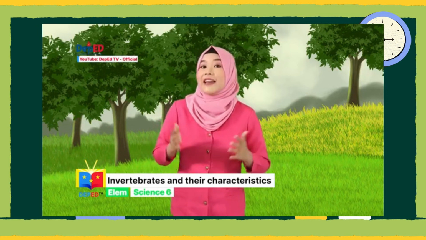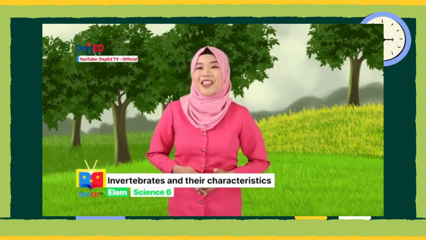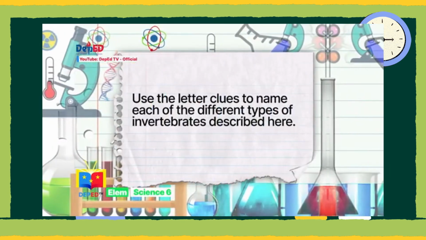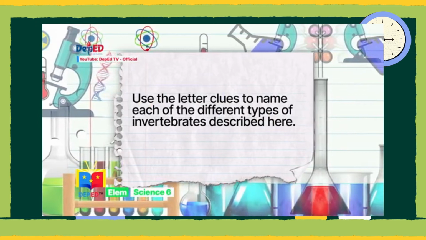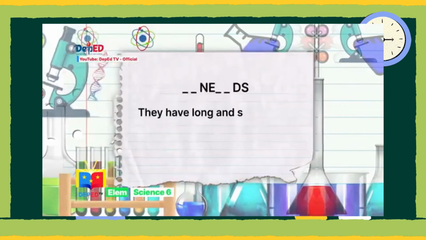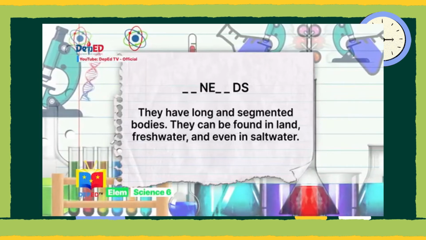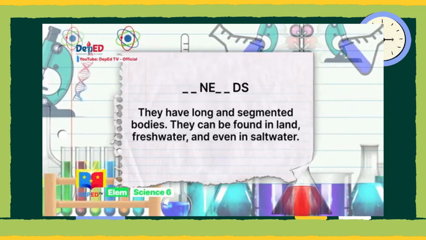Science-minded learners, in order to ready yourselves for our lesson today, let's have another activity. Directions: Use the letter clues to name each of the different types of invertebrates described here. Number 1. They have long and segmented bodies. They can be found on land, in fresh water, and even in salt water.